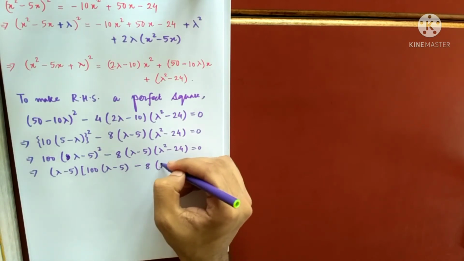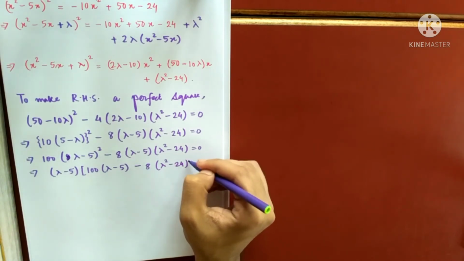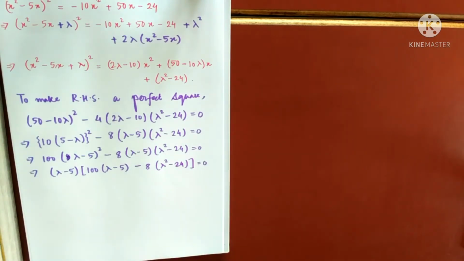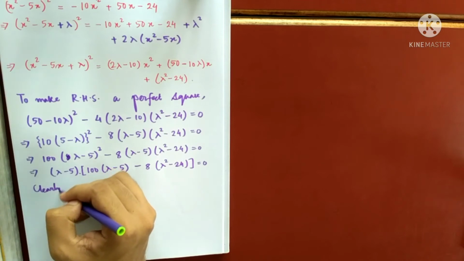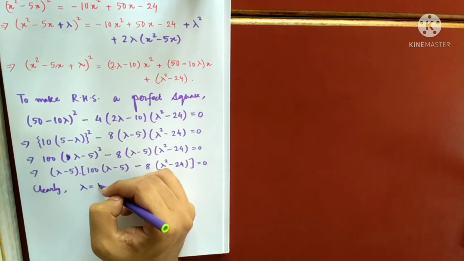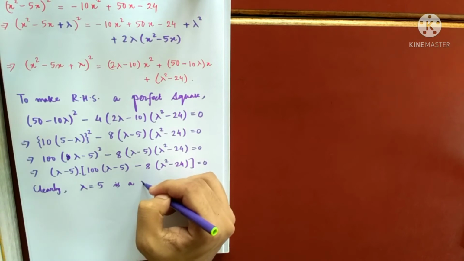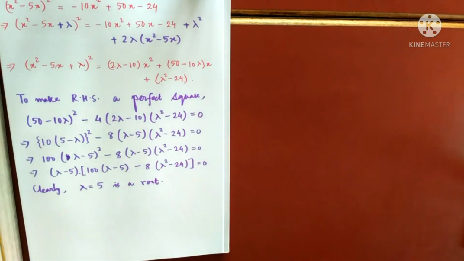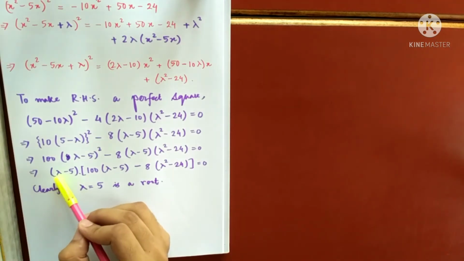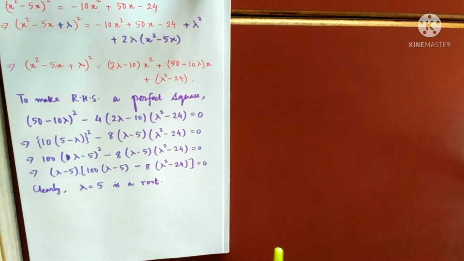Minus 8 lambda square minus 24 equals 0. We are interested in only one value of lambda, a real value. We are not going to simplify this. Clearly, one value of lambda I have calculated: lambda equals 5 is a root. You don't have to simplify this to get other values of lambda. You have to just get one value of lambda, keep that in mind. So as I can clearly see, one value of lambda is 5.